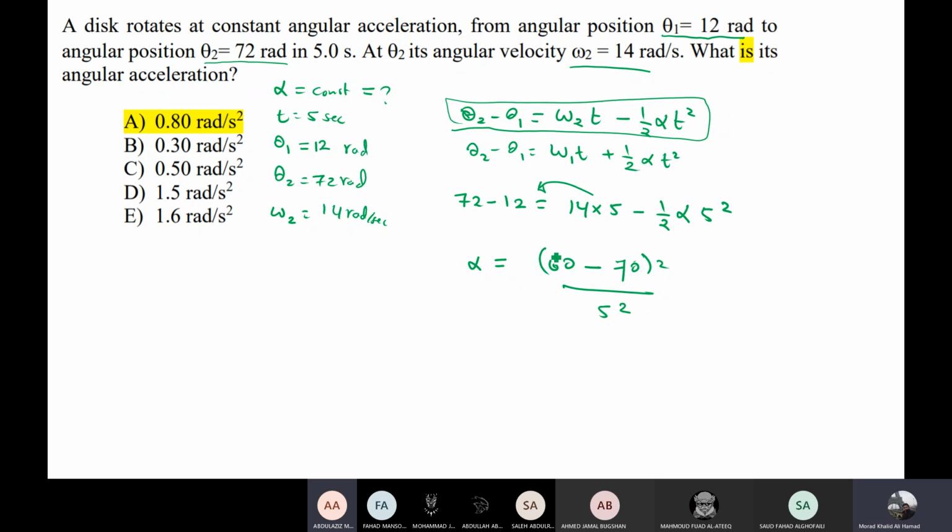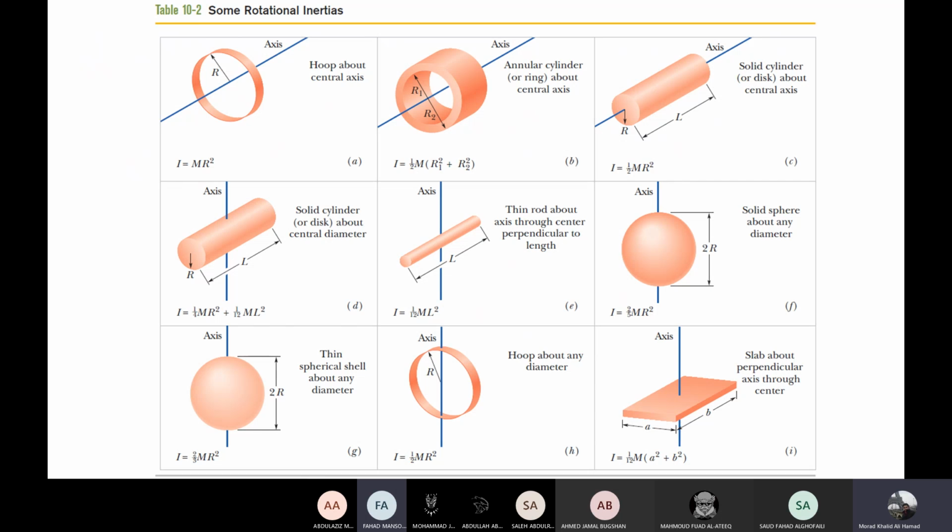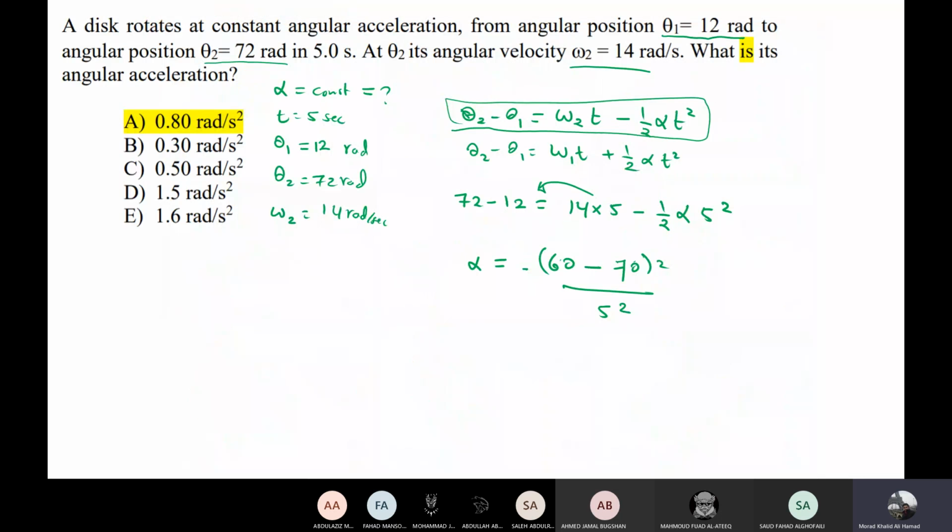Here I have a minus, correct? Yes. How much is this? Let me calculate it. How much does this come out to? 0.8. This is 0.8 rad per second squared. Please correct me in math. It is correct, 0.8.